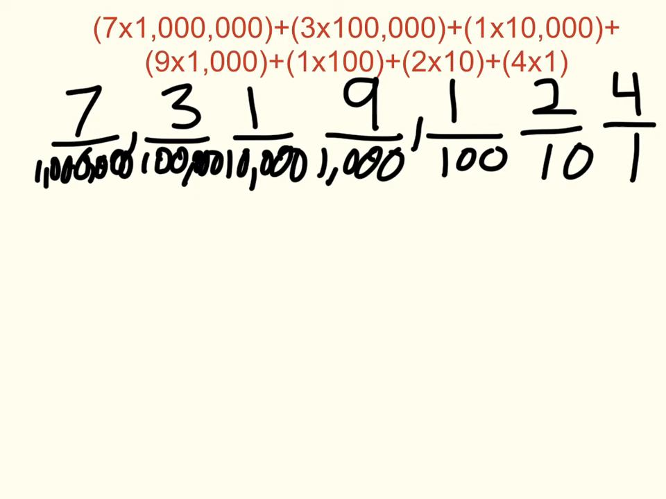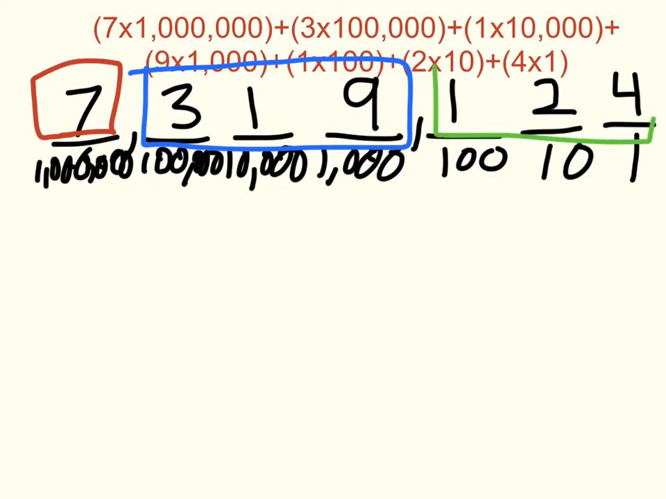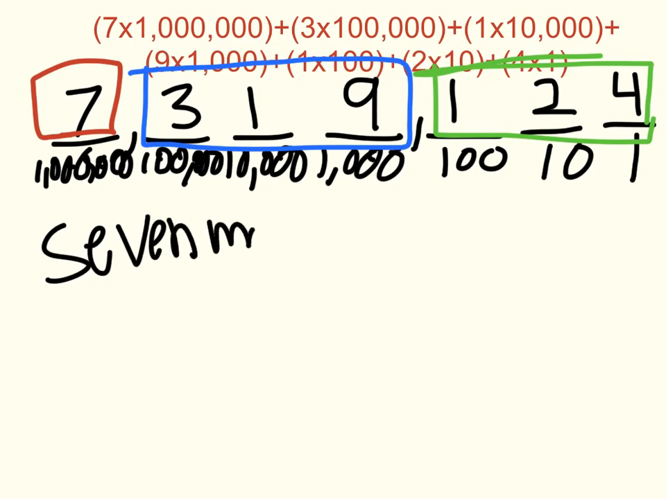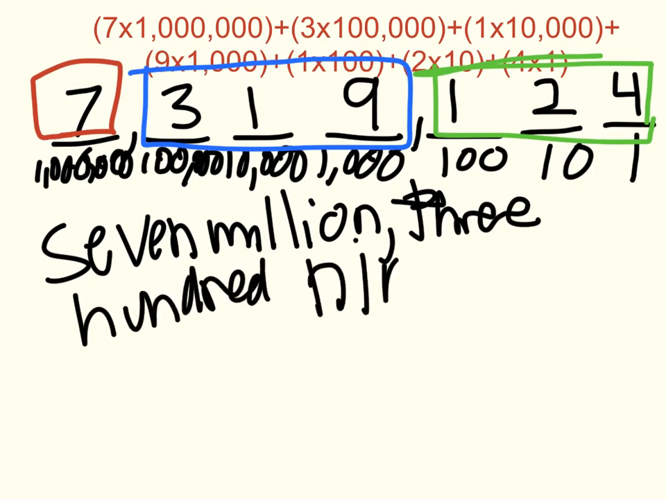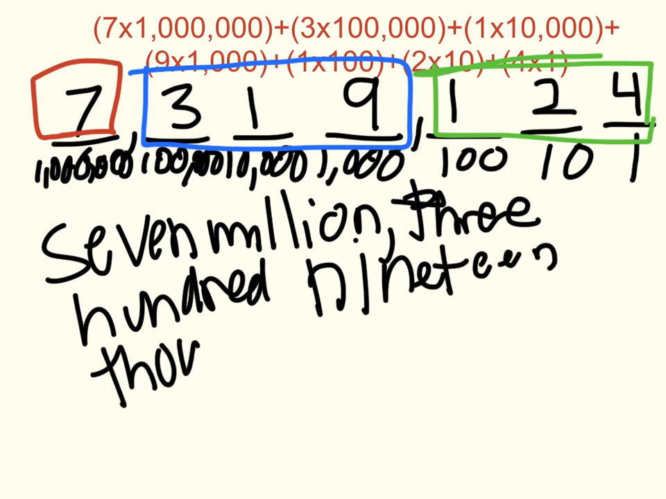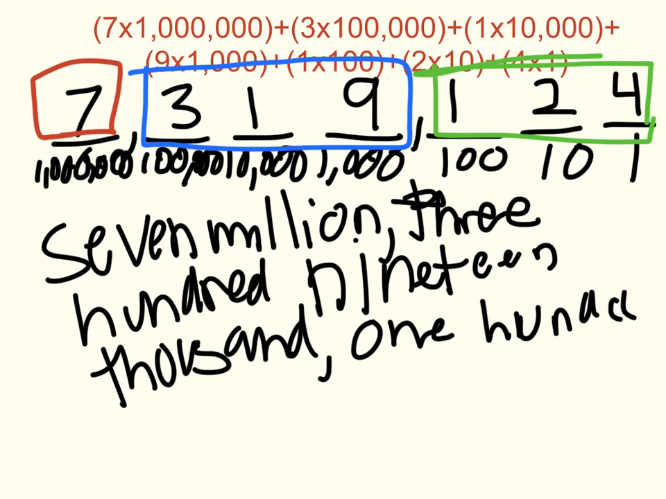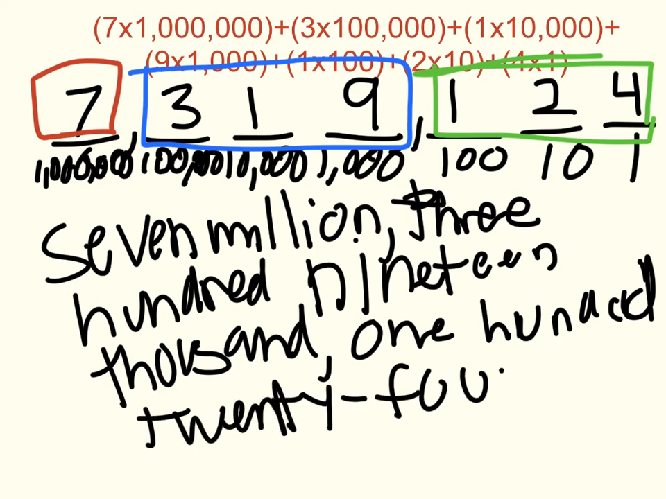So now I'm going to put that into written form, which I want you to pause it here and put that into written form. Great. So I'm going to box out my periods, which will just help me. And let's go with a green there. Alright, so I have 7 million, comma, 319,000, comma, 100, 24. Hopefully that's what you got.